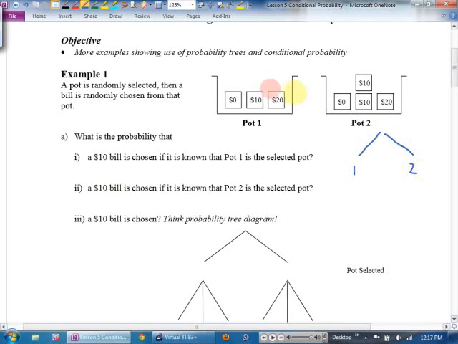How many pots are there? What are the odds of picking pot one? Now sometimes what they'll do to make it more interesting is they'll have you roll a dice, and if you get a one or a two, you'll pick pot one, and a three, four, five, or a six, you'll pick pot two, in which case it's not one or two. But this one, I think, is straight 50-50. Then, what are the possibilities from each pot? I can get a $0 bill, a $10 bill, and a $20 bill. So I'm going to have 0, 10, or 20, 0, 10, or 20.